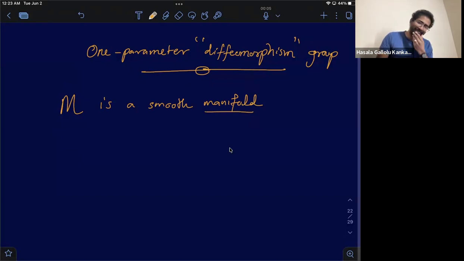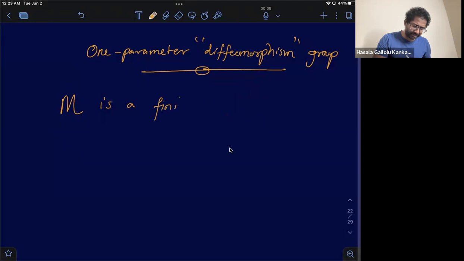Wait, let's have a little more structure, rather than saying smooth manifold. So let M be finite dimensional, because you can have infinite dimensional manifolds as well. So our consideration is going to be finite dimensional, differentiable.